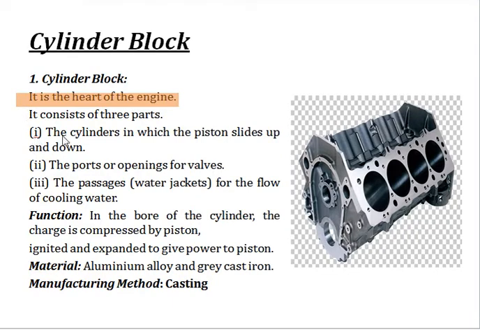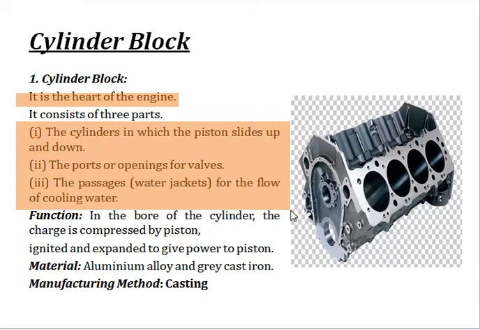The first is the cylinders, in which the piston slides up and down. The next is the ports or openings for the valves, and the third is the passage for the flow of cooling water, that is, the water jacket. So these are the three main components of the cylinder block.